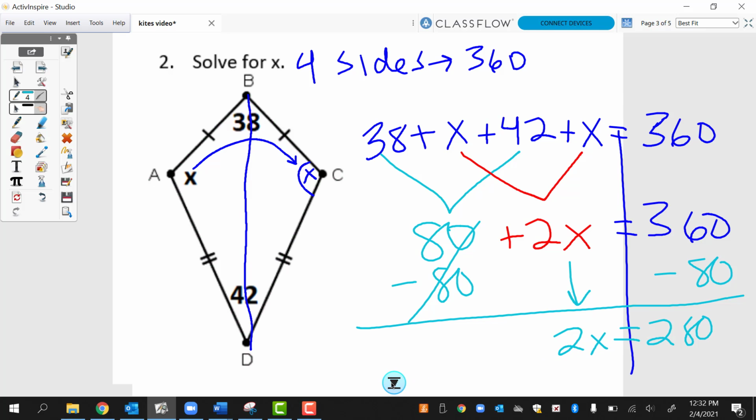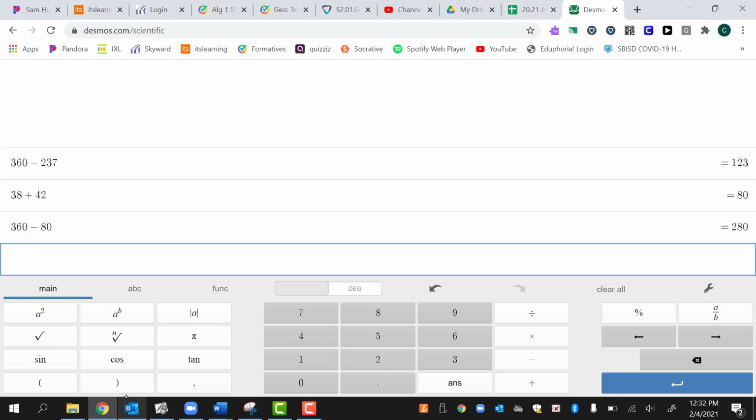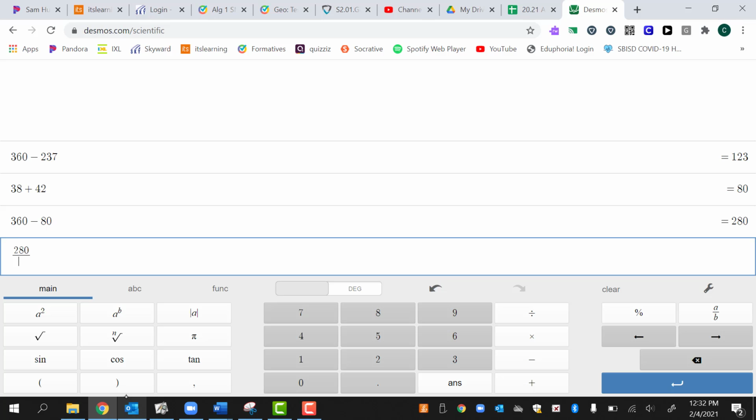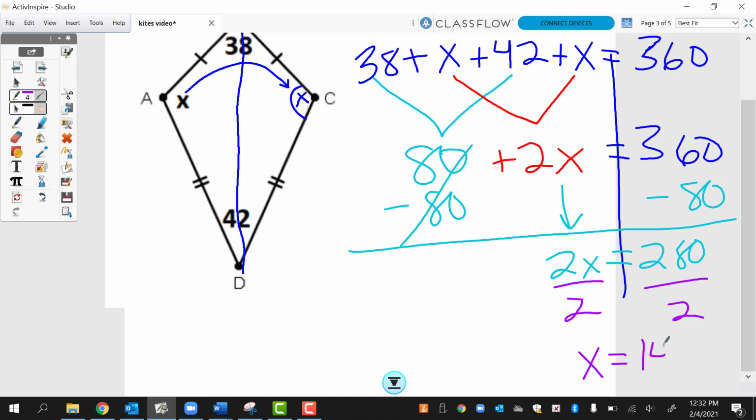And last step, what do I got to do? I got to get rid of that 2. So I'm going to divide by 2. Divided by 2, and I get X equals, we're going to type in 280 divided by 2 is 140. Final answer.